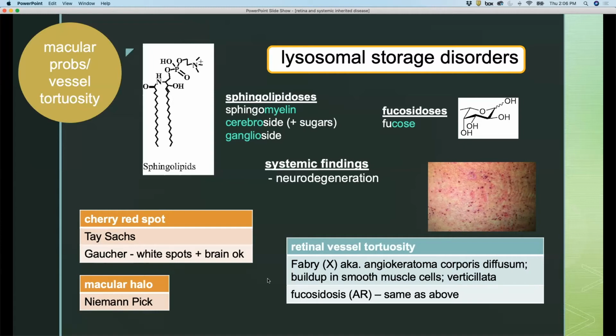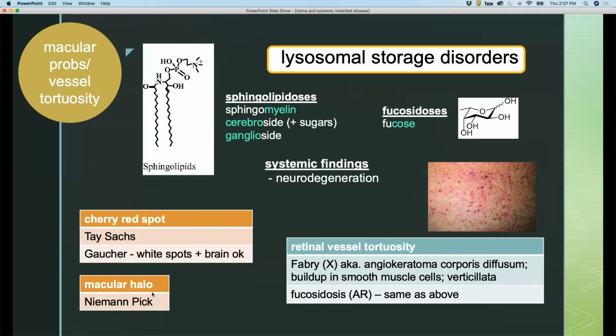Just remember angio, because the problem in Fabry's is that these things are building up in the smooth muscle cells. So it builds up in the smooth muscle cells of the retina and causes tortuosity there, and it builds up in the blood vessels of the skin, causing these little red bumps, angiokeratomas. And then Fabry disease also causes verticillata, and it's one of those X-linked diseases that we have to remember the inheritance for because it's different from the rest. And fucosidosis looks a lot like Fabry disease, but it's recessive.